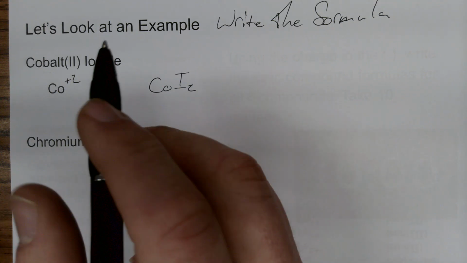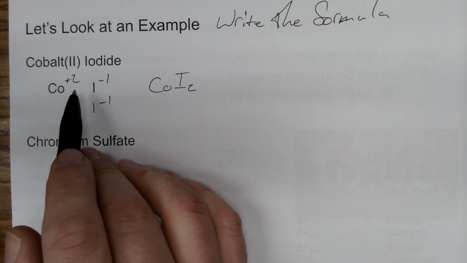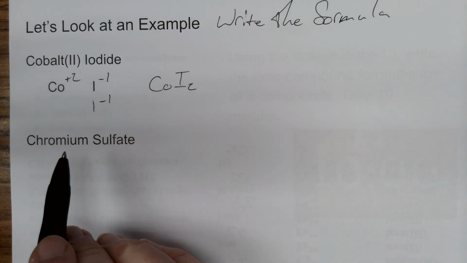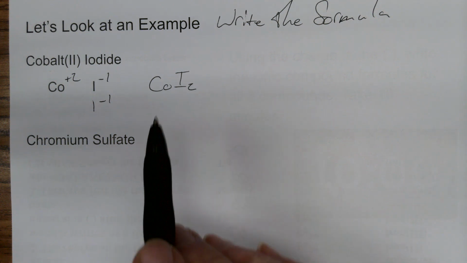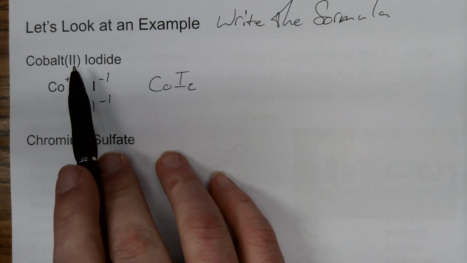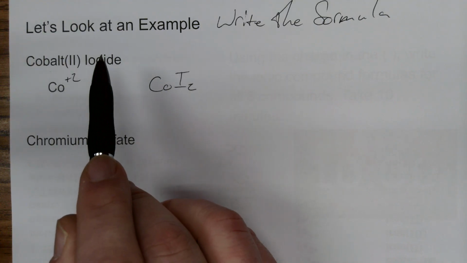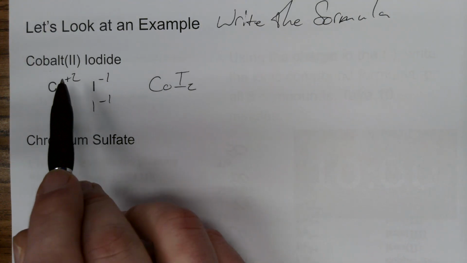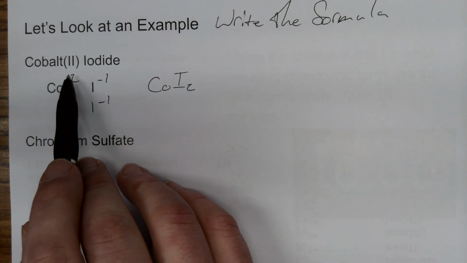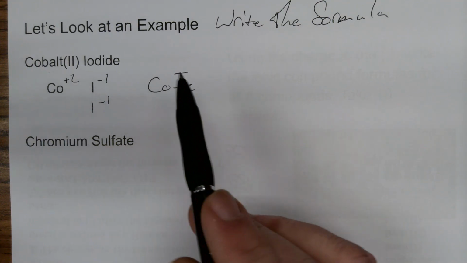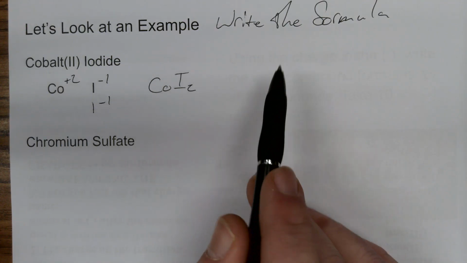The only difference is that cobalt comes in two main flavors, Co2+ or Co3+. We have to indicate which one it is. So if I give you just the name of the compound, you should be able to tell me what the cation is. Once you figure out what the cation is, you should be able to tell me how many anions and cations you need to make a formula.